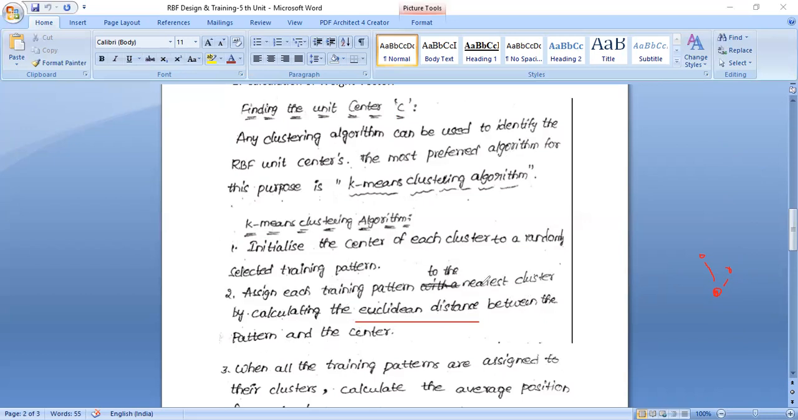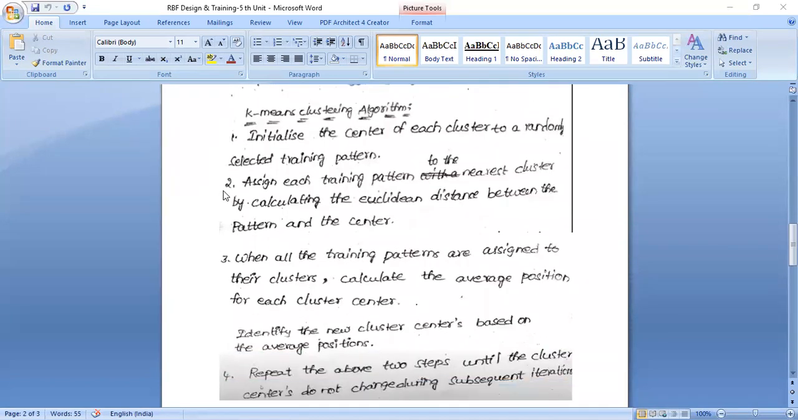Okay, this is the second step. Coming to the third step: when all the training patterns are assigned to their clusters, calculate the average position for each cluster center. Okay.